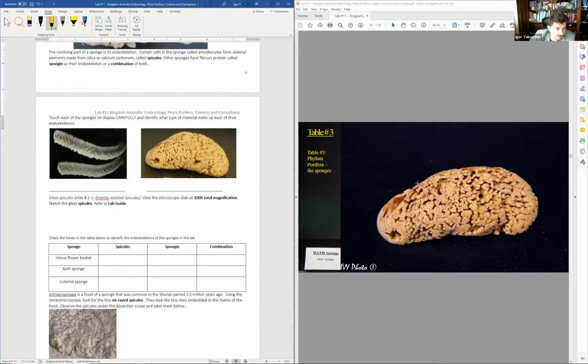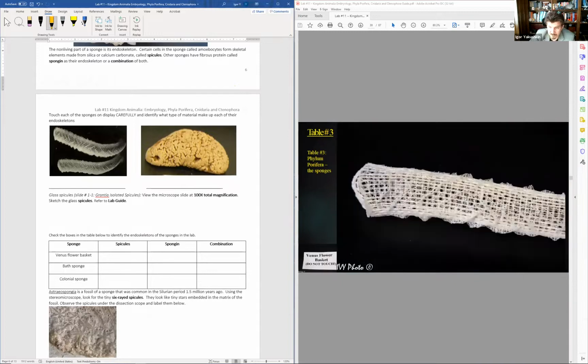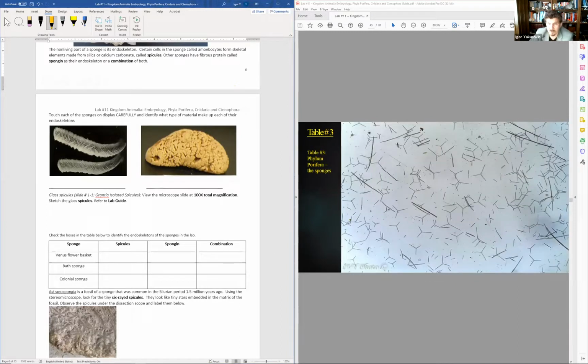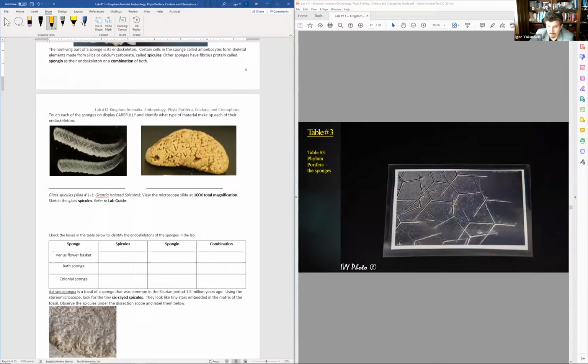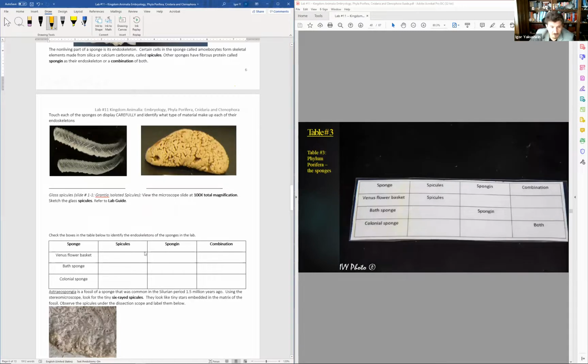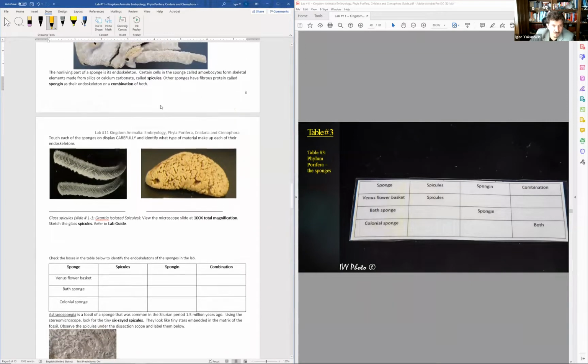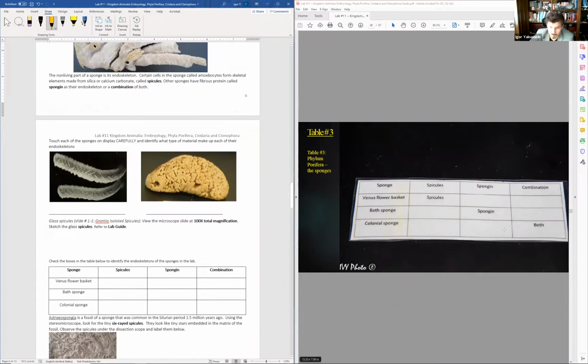So now glass spicules, we'll see those momentarily. Here we're looking at the glass spicules, 3-ray glass spicules, at 100 magnification. That's the picture of that. So the Venus flower basket has only spicules, and spicules are made out of silica dioxide. The bath sponge will have a protein known as spongin, and the colonial sponge will contain both of those. The spicules are made out of predominantly calcium.